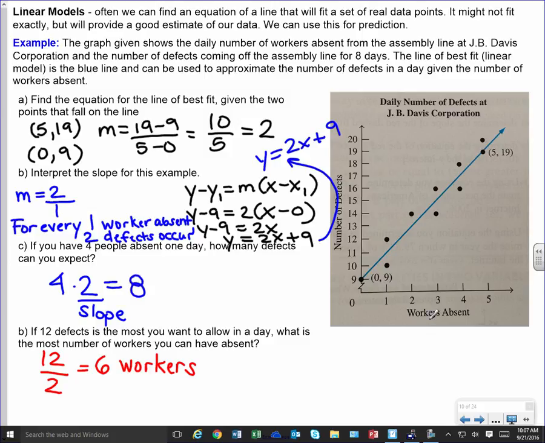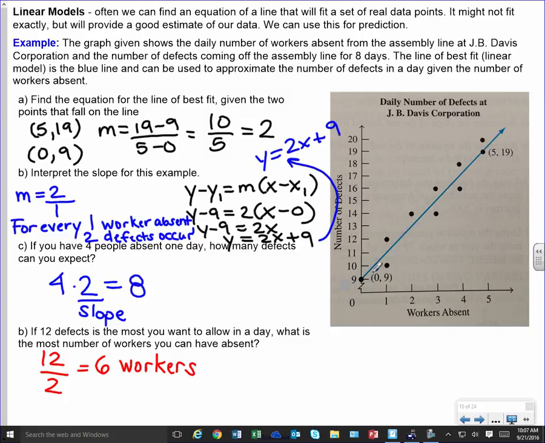So they're trying to look at, does the number of workers absent have an effect on the number of defects we get on the line. So the line of best fit, or the linear model, is this blue line. So this blue line best fits the data, okay? And we'll talk more about this in our last unit, talking about a line of best fit and linear regression. But for now, we're just going to say, okay, this line fits this data pretty well, okay?